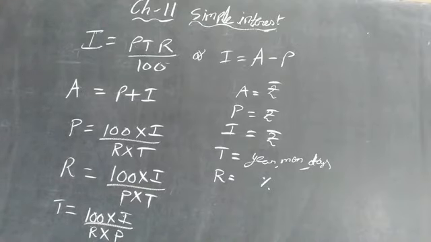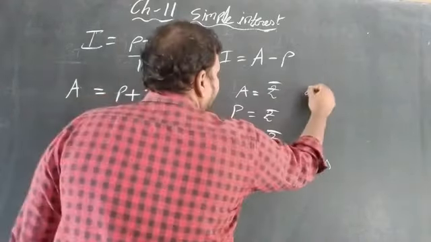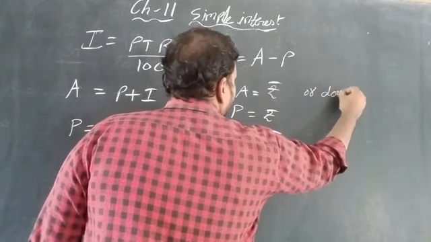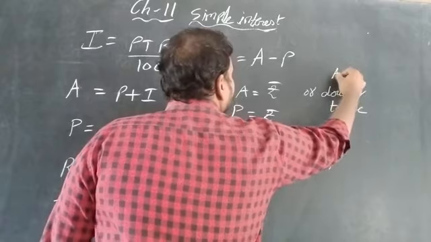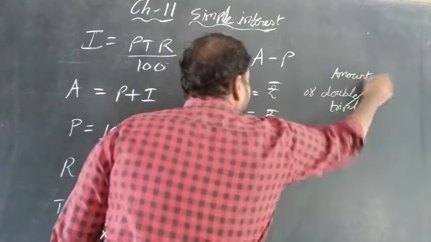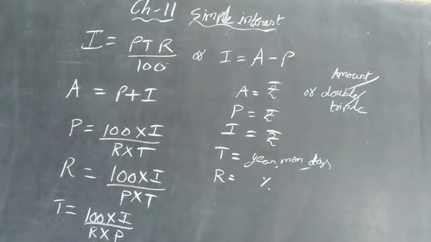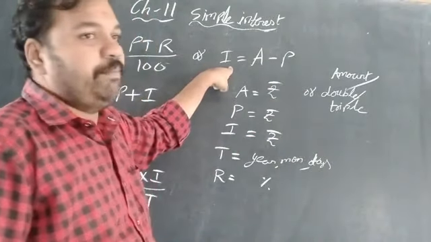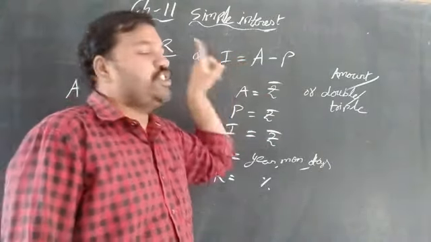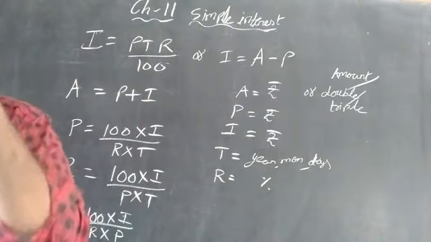How many words are related to amount? Amount, or double, triple. If these three words are there in the question, then we have to decide that it is amount, and we have to start with this formula. The amount is given to find interest only. The amount formula is used to find interest.